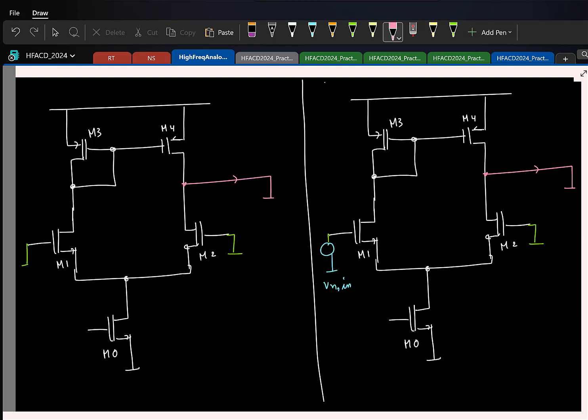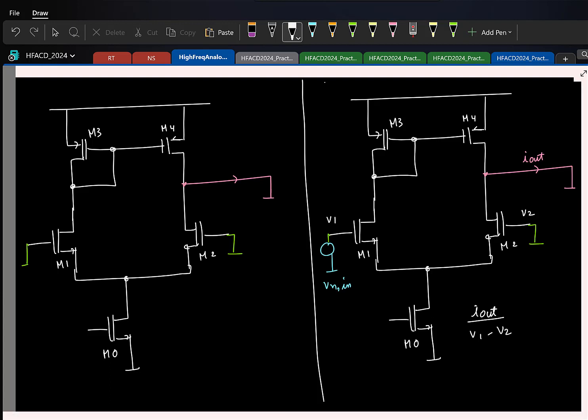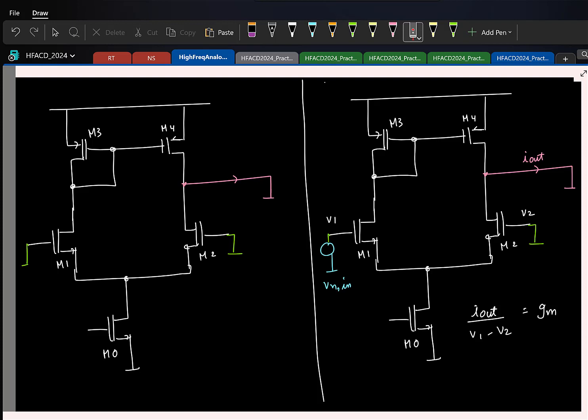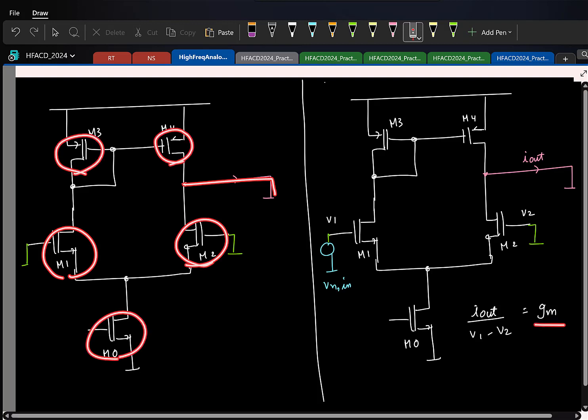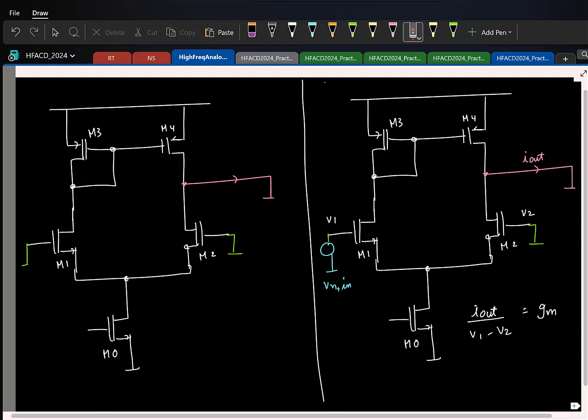I mean, if this is I out, and if I call this V1 and V2, what is I out by V1 minus V2? It is a short circuit transconductance, which is basically GM of the diff pair. So basically the transfer function from this input referred noise voltage to the current is a short circuit GM, so that is straight away known. Is that okay? So now we will just find the noise current here due to all transistors, and then divide by this transfer function, that gives the input referred noise. Okay. So let's do that.